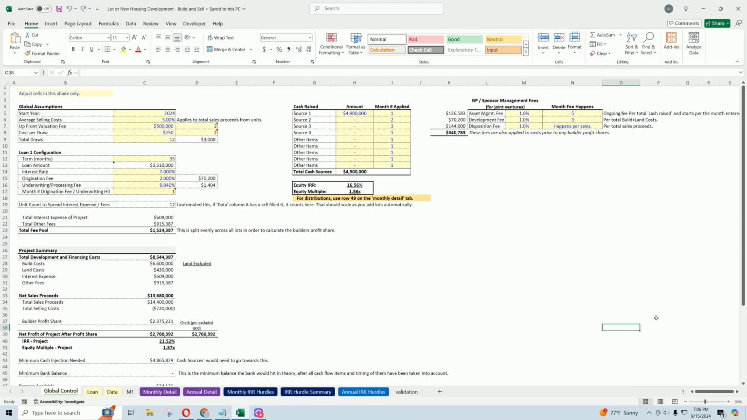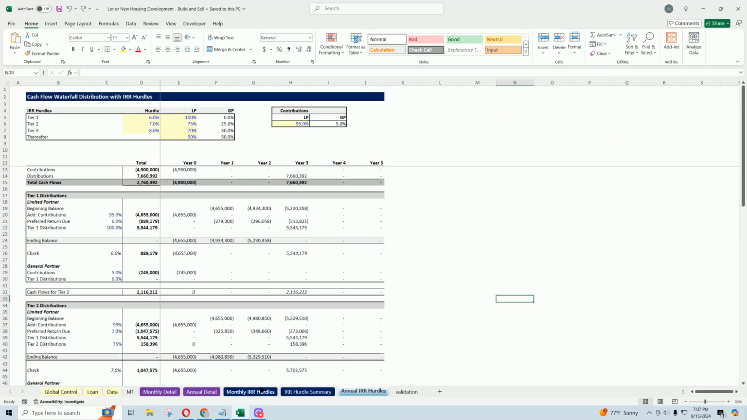And I've also added on some assumptions if you have a joint venture with a GP-LP structure, and you might have fees with that. Basically, I put together an IRR hurdle setup for that, with monthly and annual conventions so you can see those calculations.